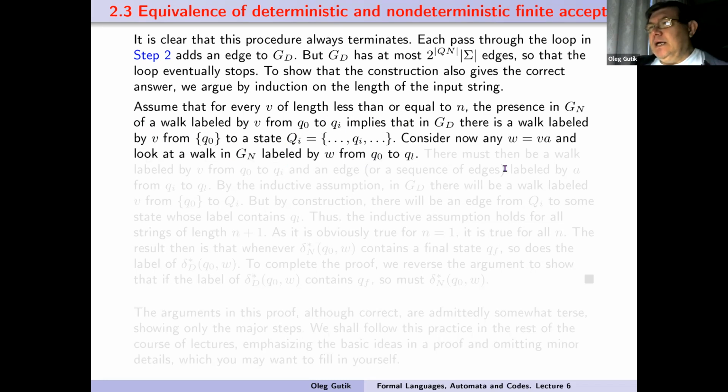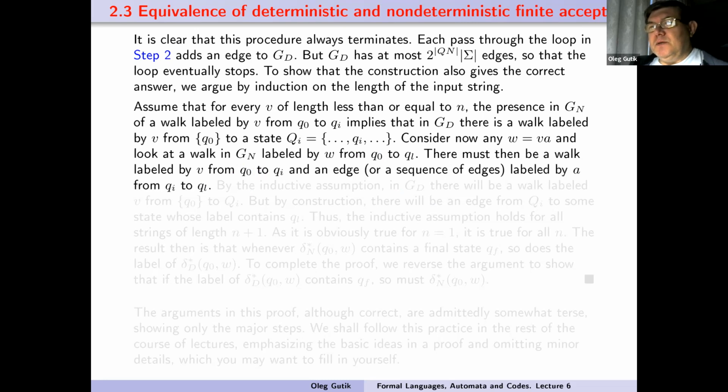Consider now any word w equal to va and look at the walk in the graph GN labeled by the word w from Q0 to Ql. There must then be a walk labeled by the word v from the state Q0 to the state Qi, and an edge or a sequence of edges labeled by the symbol a from the state Qi to the state Ql.